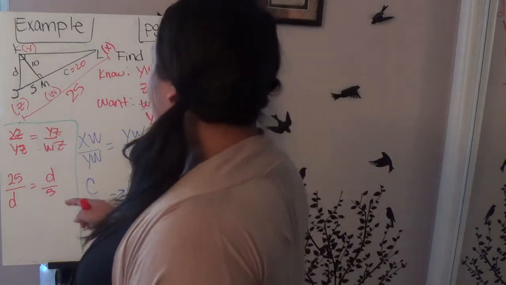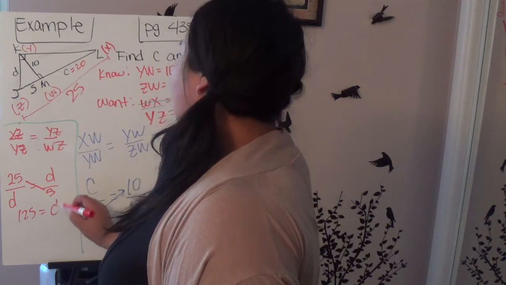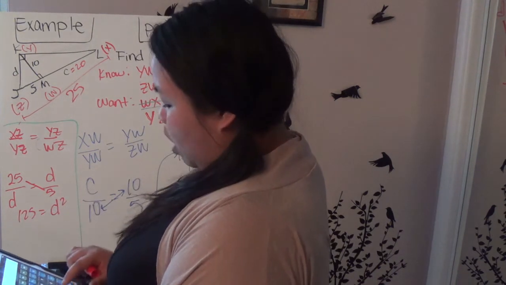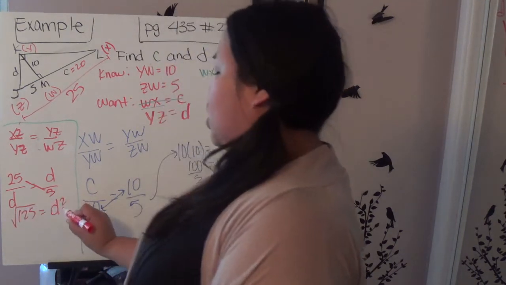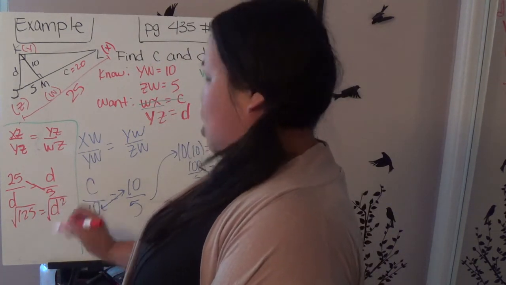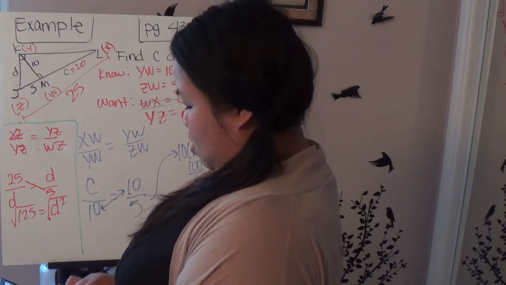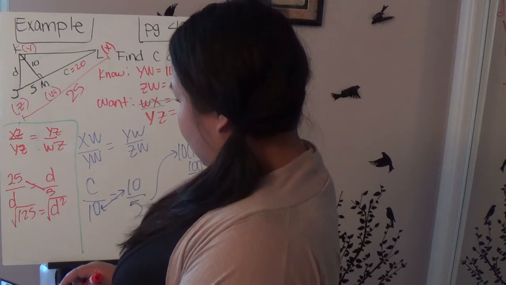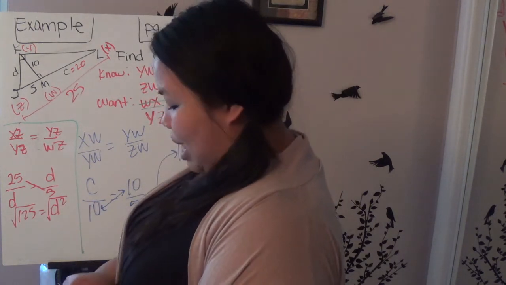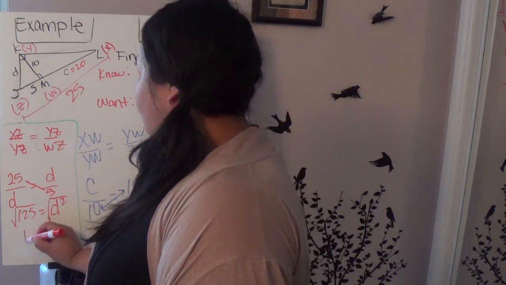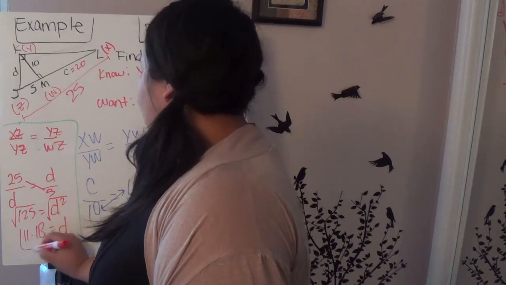So we have 25 times 5 is 125 equals d squared. So now we're going to square root 125. Square root, because the opposite of d squared is the square root. Square root both sides, and we get 11.18 equals d.